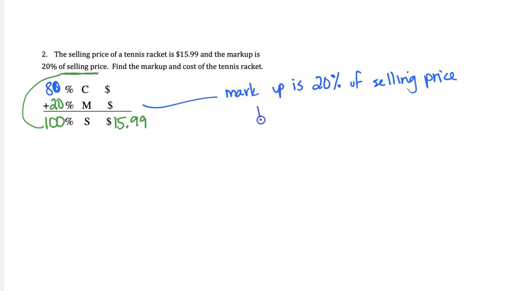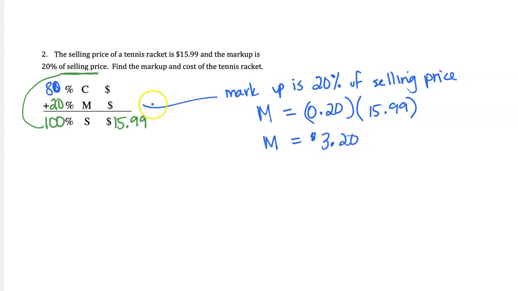The markup dollar amount I don't know yet is equal to 20%, which I will change to its decimal equivalent, and of selling price, of is our multiplication, and in this case we know selling price of $15.99. In this case, our M variable's already alone, and we can multiply, and I end up getting $3.20 when I round. Let me put that in the markup space.